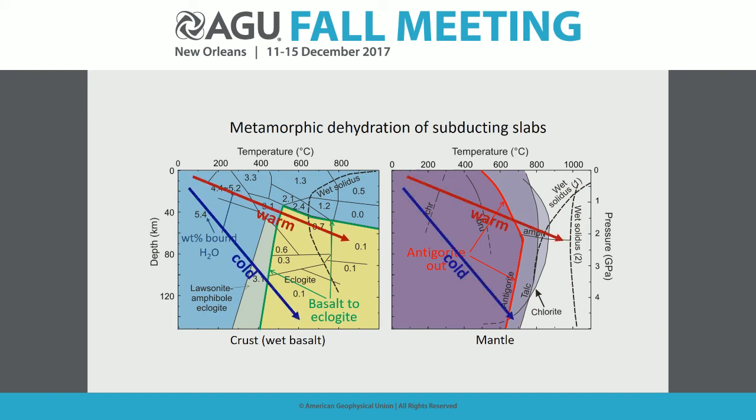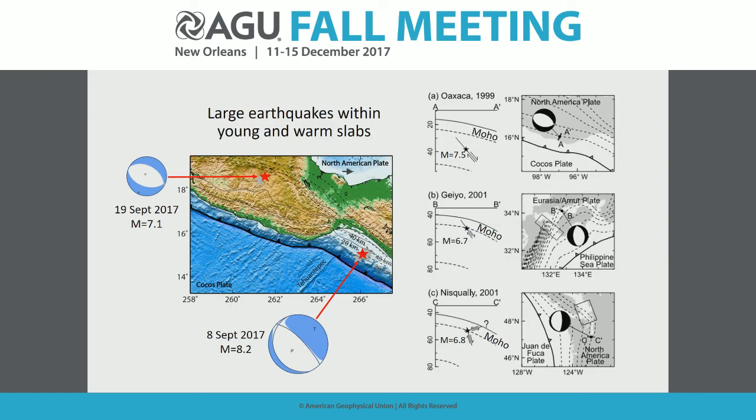Depending on the age of the incoming slab, the pressure-temperature, or PT, paths of the slab can be quite different. There are warm slab subductions and cold slab subductions, and the earthquake behavior is expected to be quite different between these groups. The earthquakes in Mexico belong to the warm slab group, and they are quite similar to some other subduction zones.